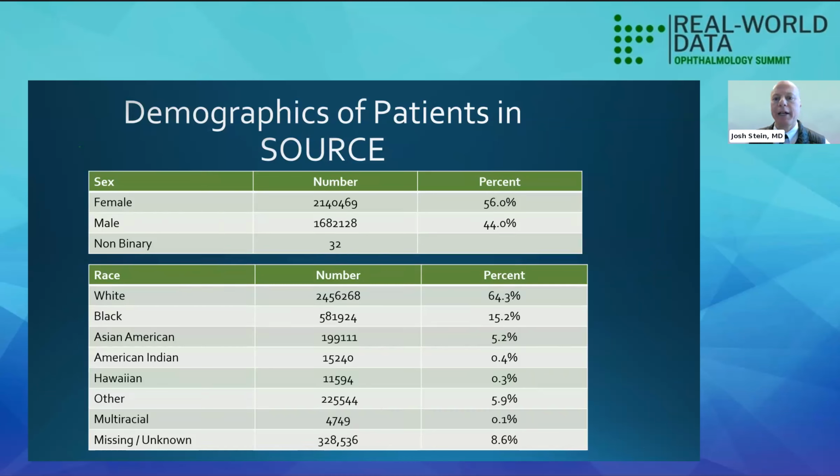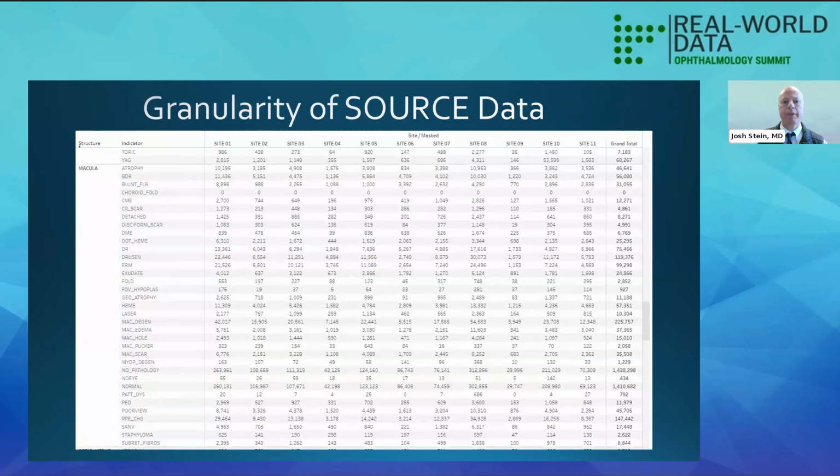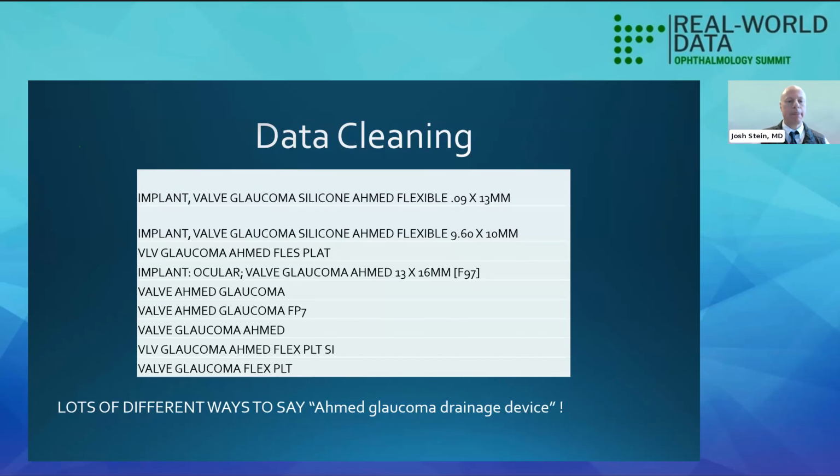In terms of the demographics, you can see that there's a nice representation of racial and ethnic minorities. And the demographics of patients in source are very similar to those in the US Census. In terms of detailed granularity of data, for those who are interested in retinal diseases, you can see these are all the different types of pathology. So if you're interested in geographic atrophy or subretinal neovascularization, we're able to parse out those details.